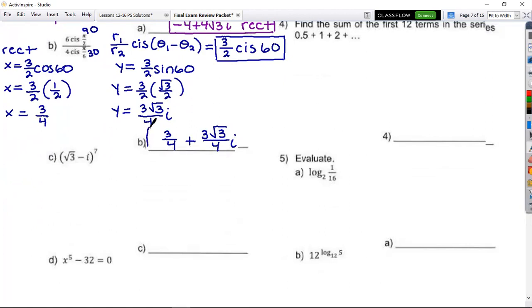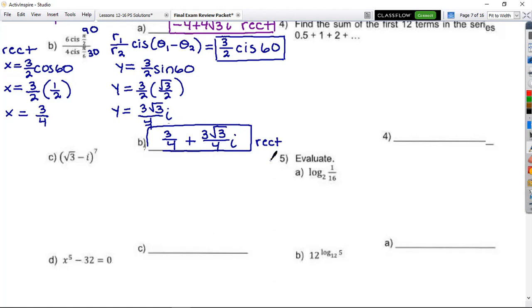And again, this is your rectangular. And up there was my polar. So if you're asked for both, that's what you want to make sure you do. All right, how are those two coming back to you a little bit?